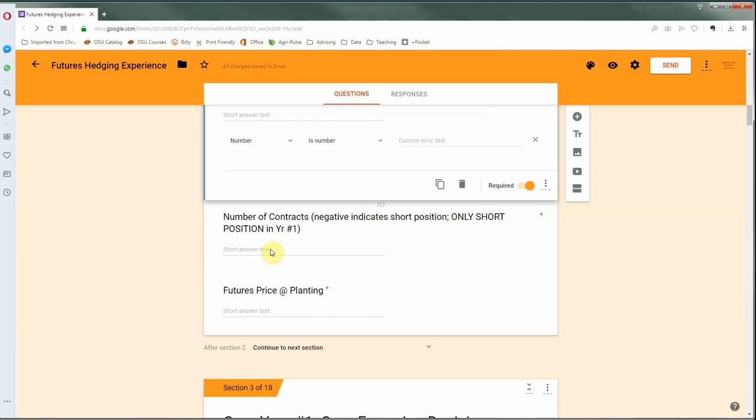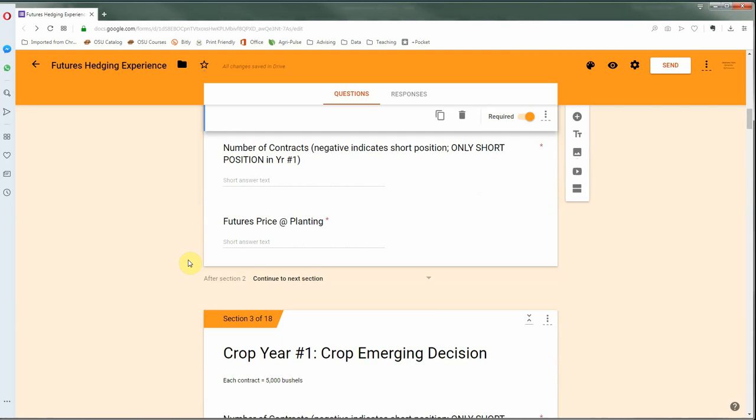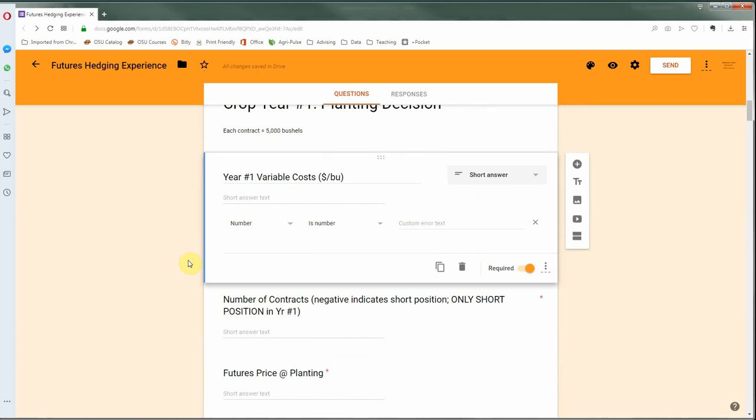But prior to that, I only let students take short positions, and that is probably a method that can be implemented by others. I went through the hows and whys in video 1 on that, so I won't spend the time. But again, they take a position and they provide that to me through this form.